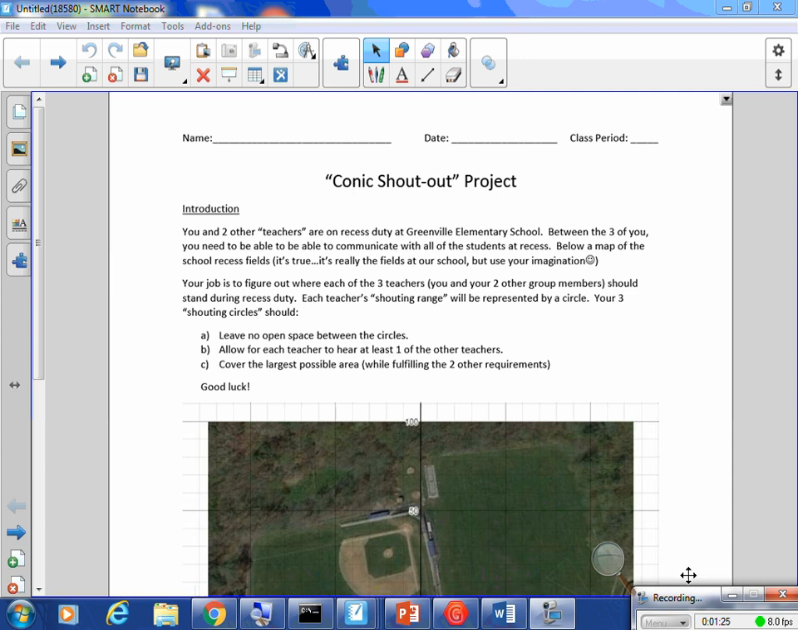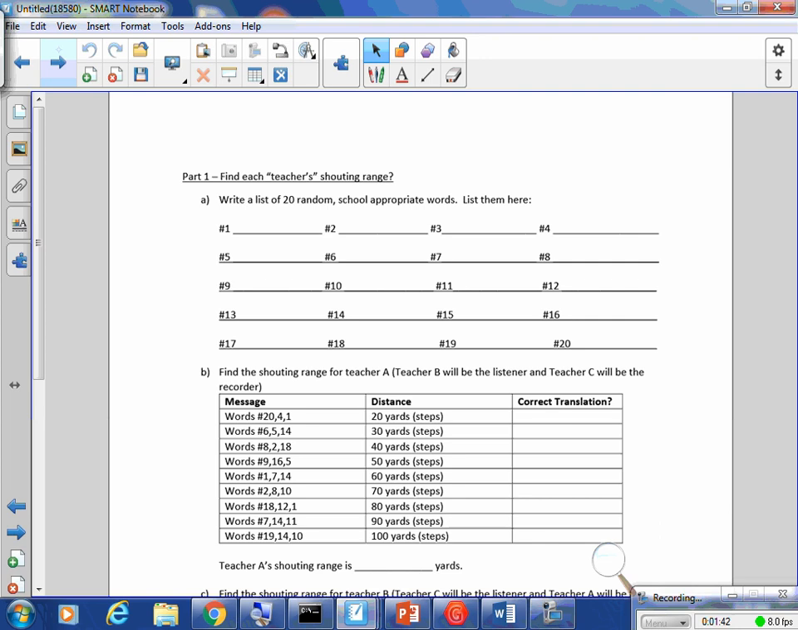So there's no surprise here, there's no secret. We are learning about the equations of circles, and now is our opportunity to apply equations of circles to a fun activity where we're going to pretend like we're at recess. So now for the details. The first thing we need to do is determine our shouting ranges, which ultimately will be the radius of the three circles of our three teachers in our group.